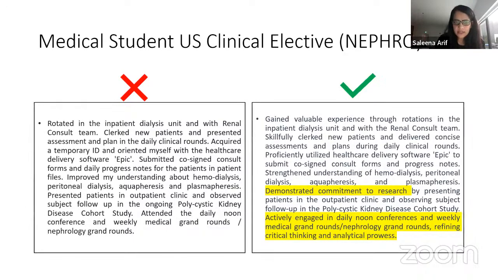And then this is another elective, nephrology. So again, you want to talk about how you demonstrated commitment to research, actively engaged in conferences, and then maybe you want to point out that it helped refine your critical thinking and analytical skills. And then, according to that, you can check the key focus and the key characteristic from the CV.